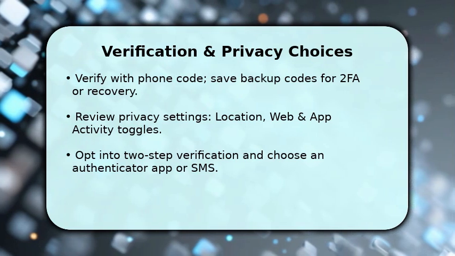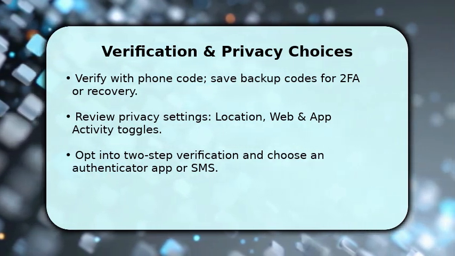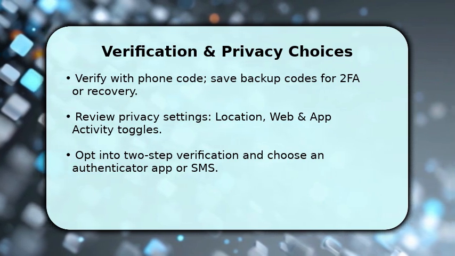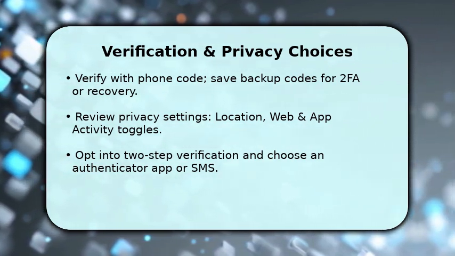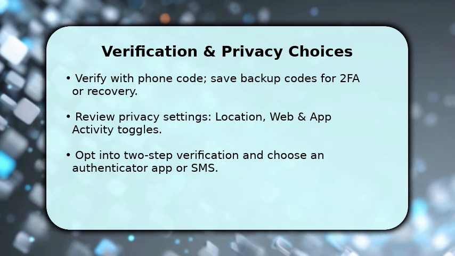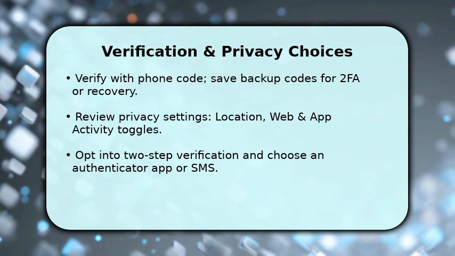Next, verify your identity. Google will send a code to the phone or email you provided. Type it in promptly. Once verified, move into account settings to adjust privacy and data controls. Disable or limit location and web and app activity if you prefer less tracking.